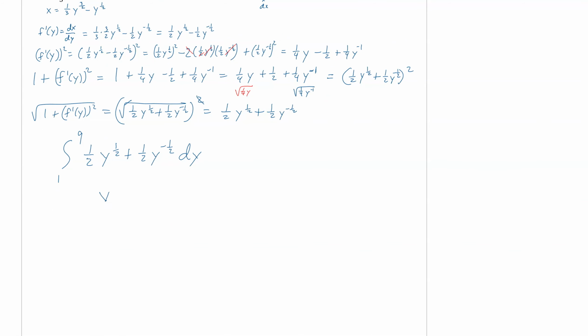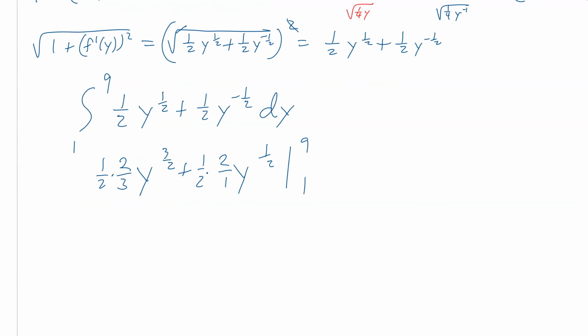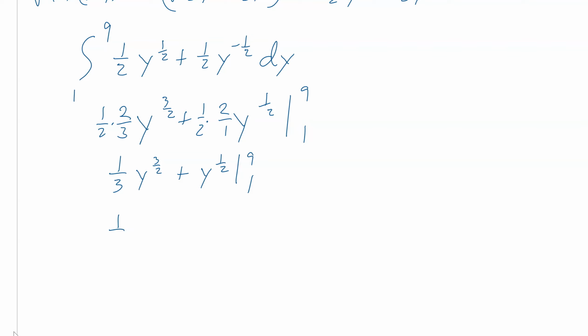All right, and then now we just need to integrate this. So we're going to get y to the 3/2, and then again we flip it and put the 1/2 there. And then we're going to get y to the 1/2, and we flip it, times the 1/2 that was already there, and then 9 and 1. All right, so this is 1/3 y to the 3/2 plus y to the 1/2, 9 and 1. Now we just plug in the 9. So 1/3, this is 9 to the 3/2, plus 9 to the 1/2, and then we're going to minus, and we do the 1. 1/3, 1 to the 3/2 plus 1 to the 1/2.